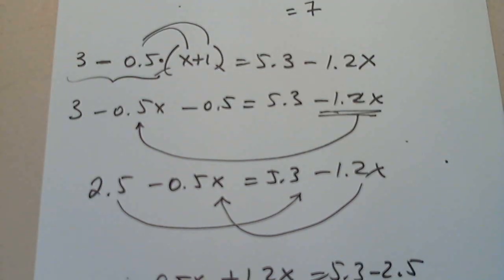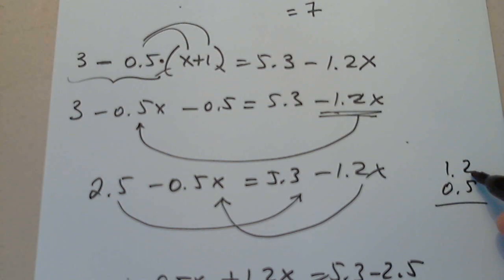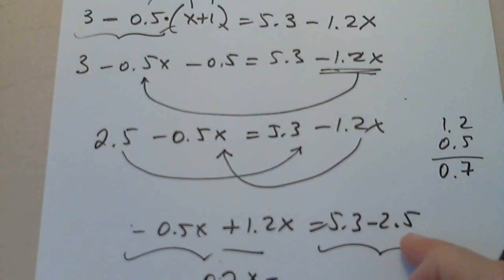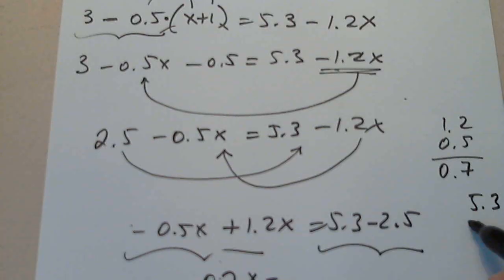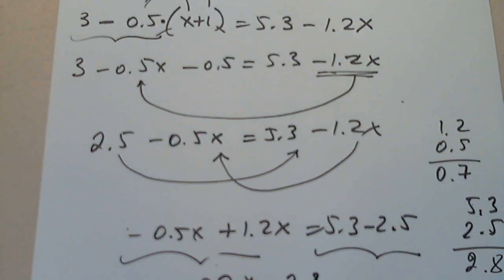Good. So now I have to combine these and combine these. On this side, 1.2 minus 0.5. 1.2, line up with 0.5. 5 from 2 is 7. 0 from 0 is 0. So this is 0.7x equals. Again, here, from 5.3, line up the decimal point. 5 from 3 is an 8. 2 from 4 is a 2. So 2.8.